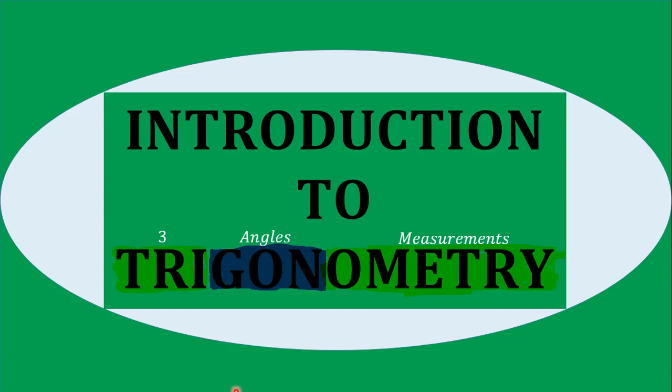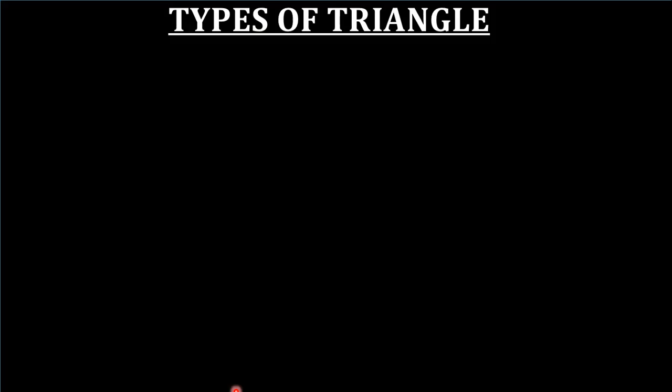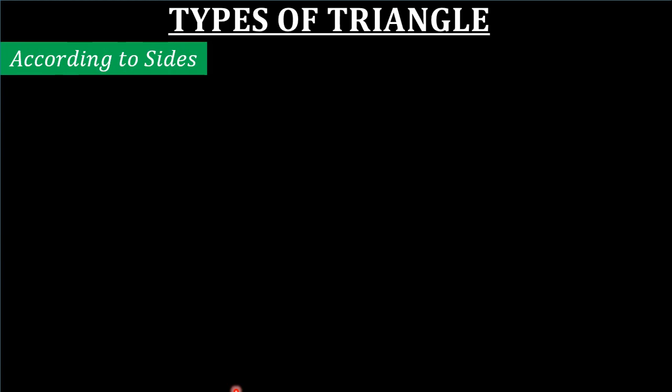the triangle. Before exploring trigonometry, first of all we have to learn how many types of triangles there are. Students, there are three sides of a triangle and also three angles. So triangles are divided into three types according to the sides and three types according to the angles. Let us first explore the first three types of triangles, that are according to the sides.